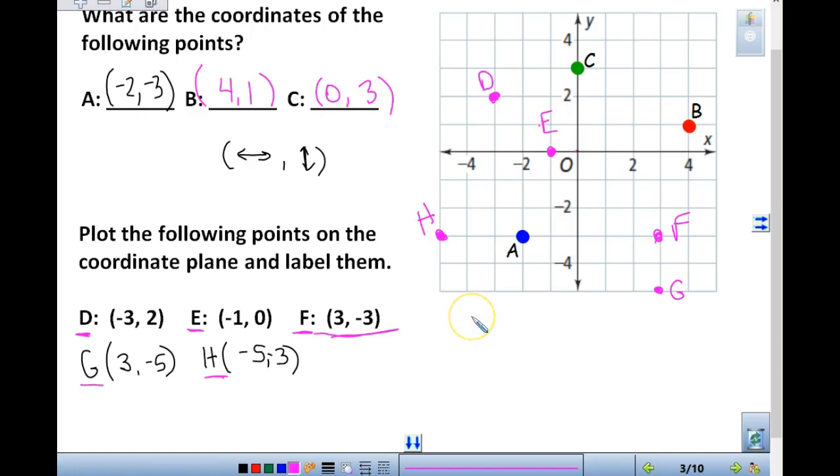You are going to be asked in your homework tonight to find distance between 2 points. It's going to look like this. I'm going to ask you to find the distance. So please write this. FG.